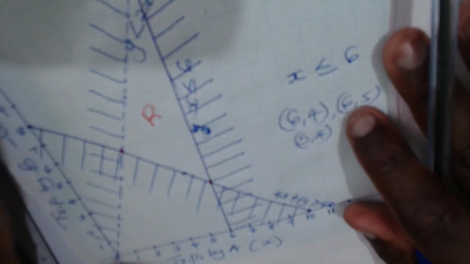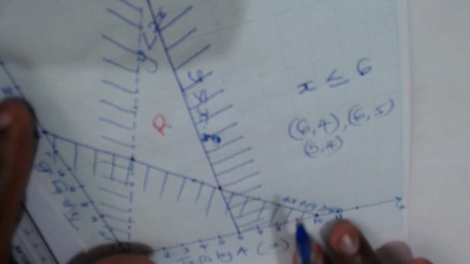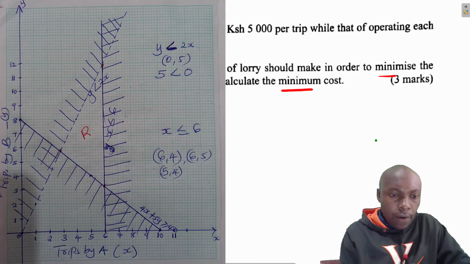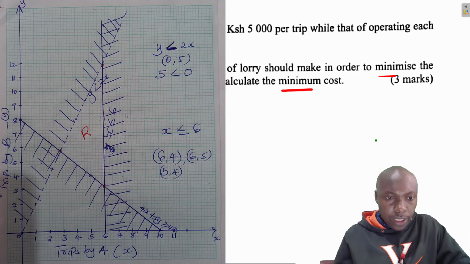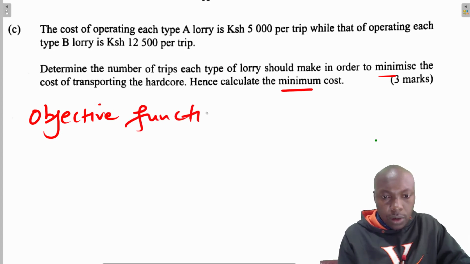So let us test these points that are here. Let us test these points 6, 4, 6, 5, and 5, 4, and you're going to do that in the objective function. So there's something that you're going to get here that you're going to use to minimize, and that is the objective function.